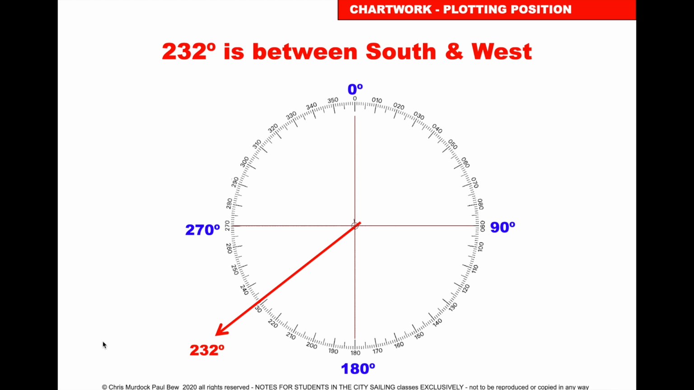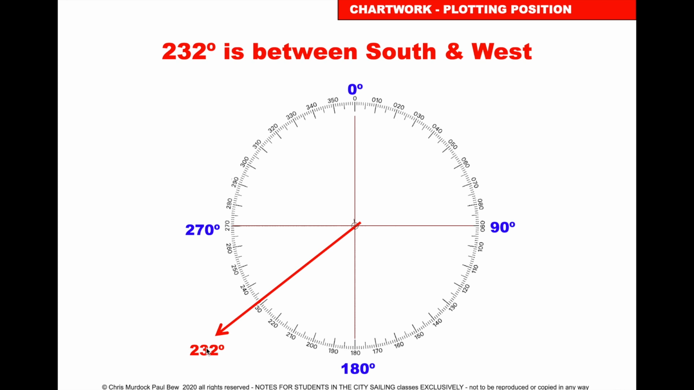Where is 232? Sometimes it's helpful to draw a compass rose like this. So we've got north, east, south, west. 232 is over here. So we know 232 is going to be somewhere in this direction. So our line at the end needs to be in this direction.